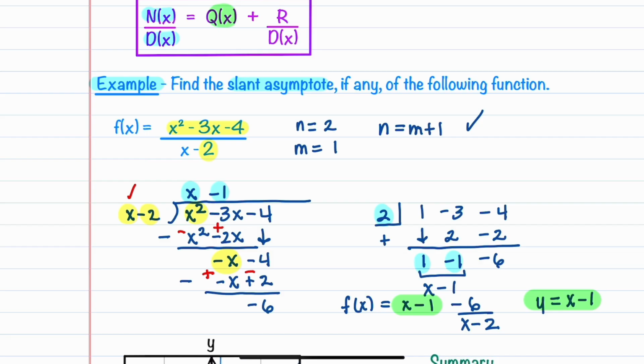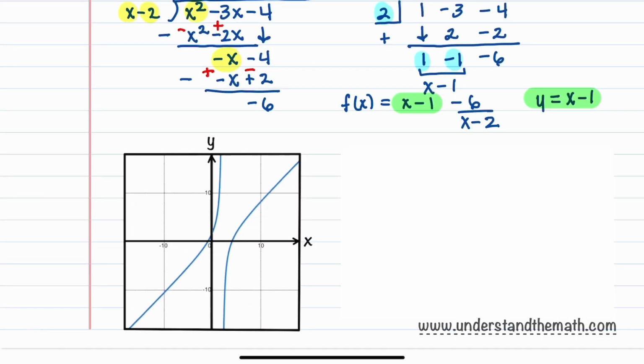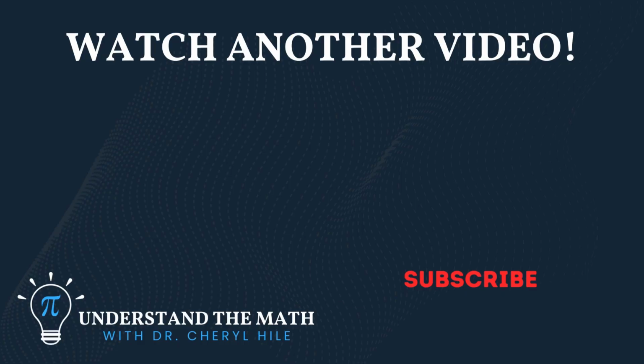Let's look at the graph of this function to make sure we understand this. On the lower left, we have the graph, and you can see that it does have a slant asymptote, and it's this line right here, and that line is y is equal to x minus 1. And that's it.